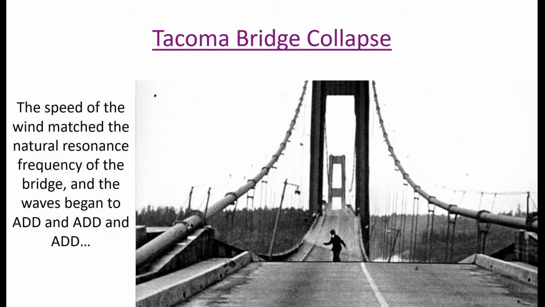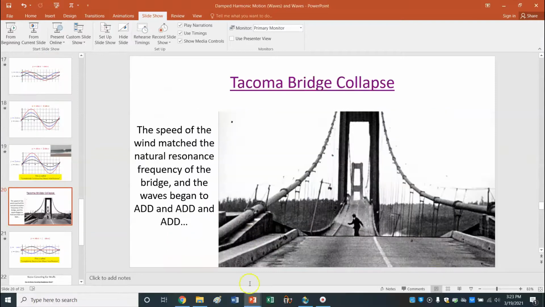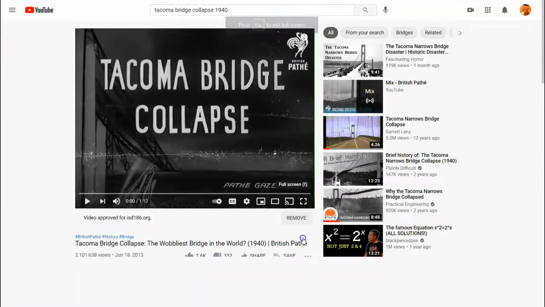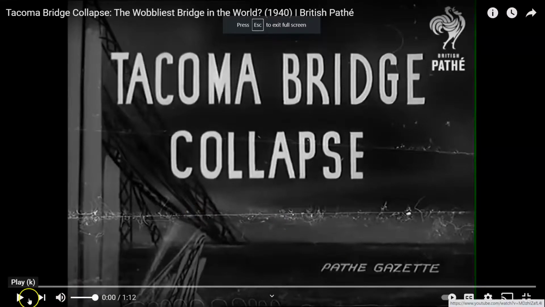But when waves add together, an example of that, of this bridge here, the Tacoma Bridge, or the Tacoma Narrows Bridge out in Washington. This bridge was built back in I believe it was 40, and it didn't last very long. And you just watch this here.